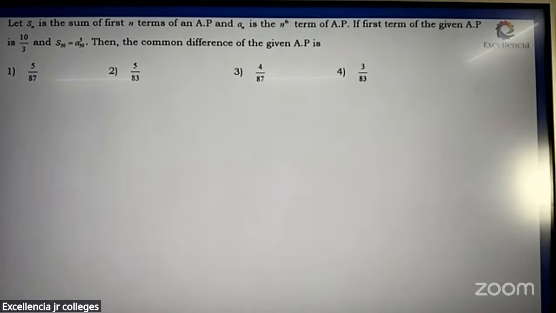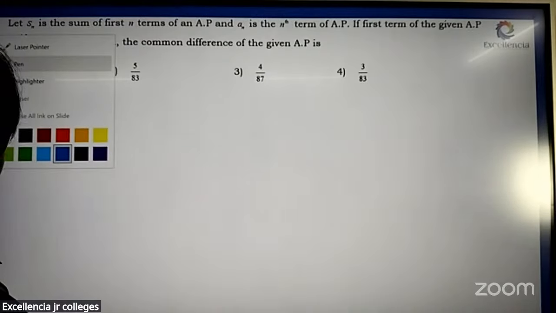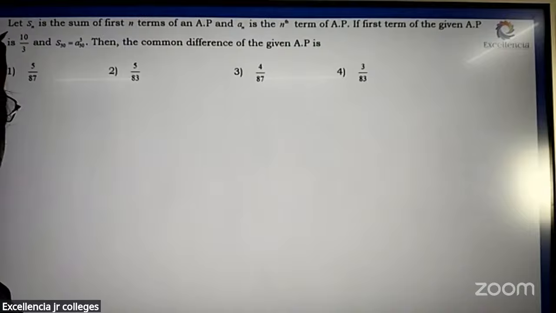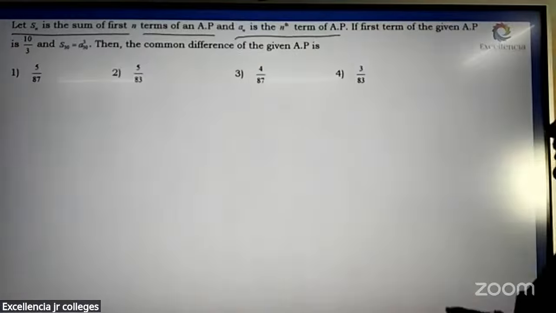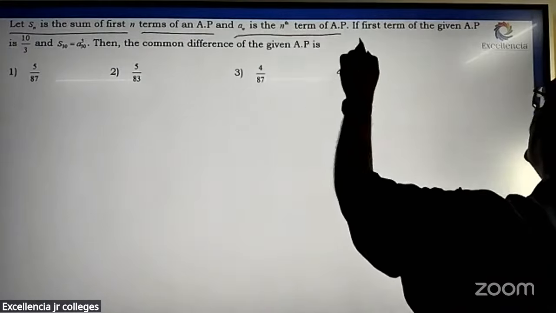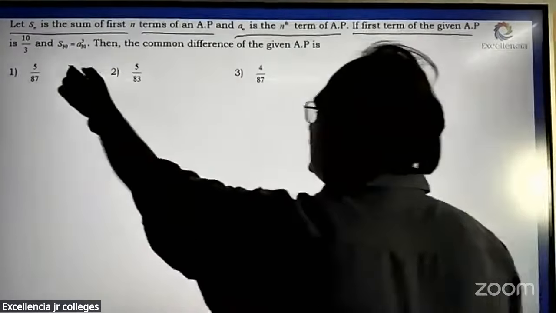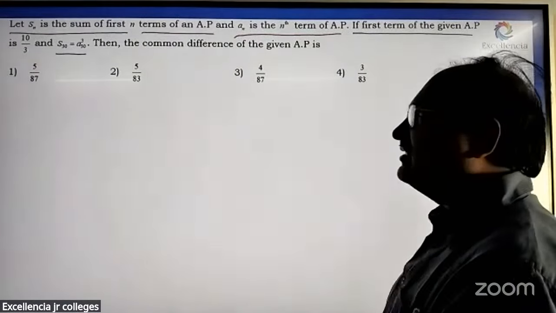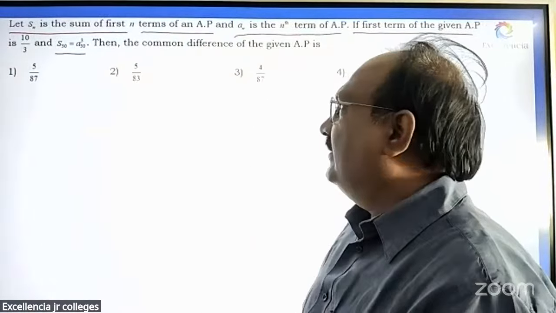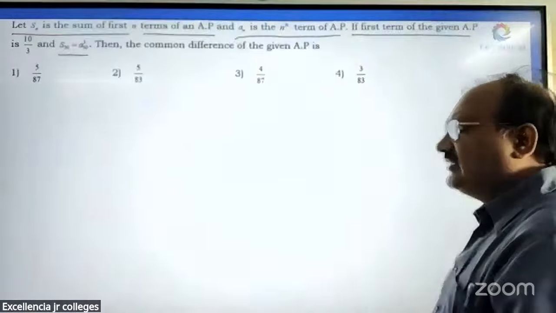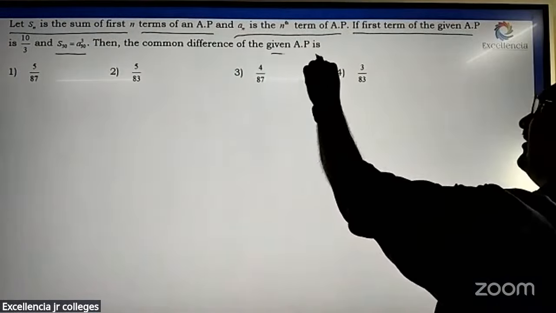This is sequence and series, a very, very simple question. You can understand it easily here. Sn is the sum of the first n terms of an AP, and An is the nth term of the AP. If the first term of the given AP is 10 by 3, and S30, the sum of the first 30 terms, is equal to A30 cube, then what is the common difference of the given AP?